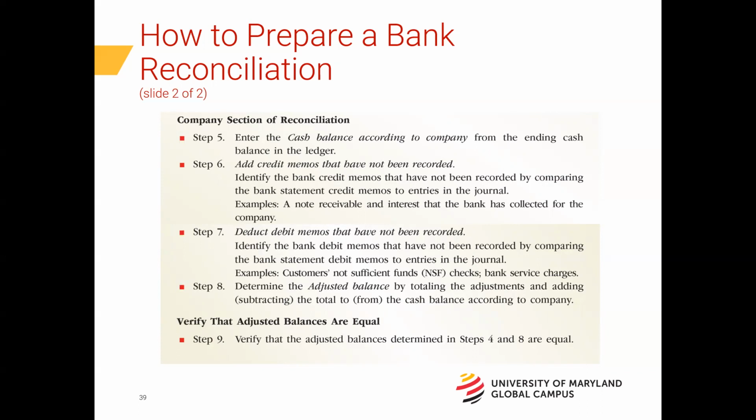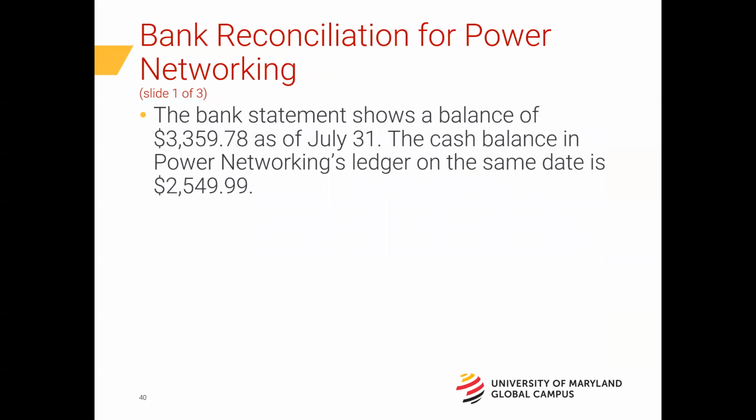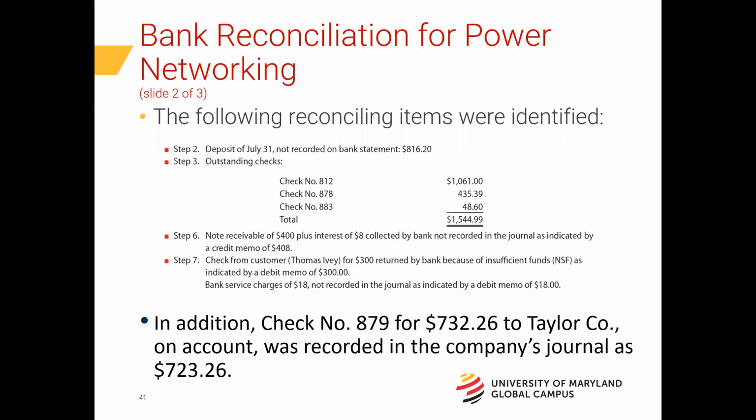So once you've gone through those 9 steps, typically what you'll find is the reason why the bank statement never matches what's in the company ledger is because of checks that have not been cashed, fees that have not been entered, or any interest that has not been entered. So at the end of each month, when you get your bank statement, you go into your accounting system, you look at your cash balance in the accounting system, you look at the cash balance on the bank statement, and you start the reconciliation process.